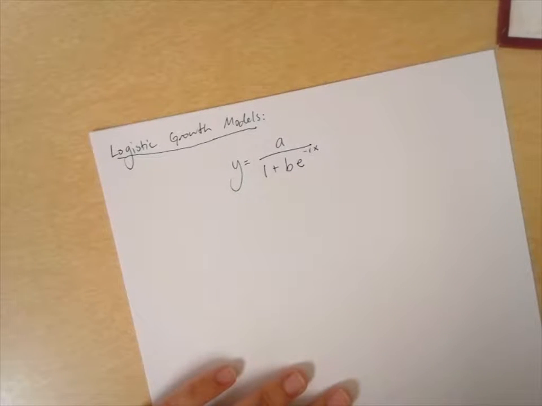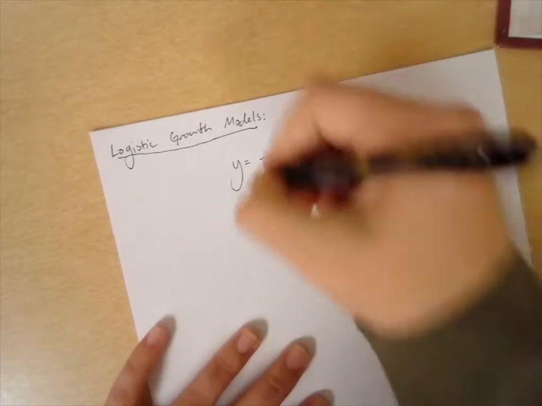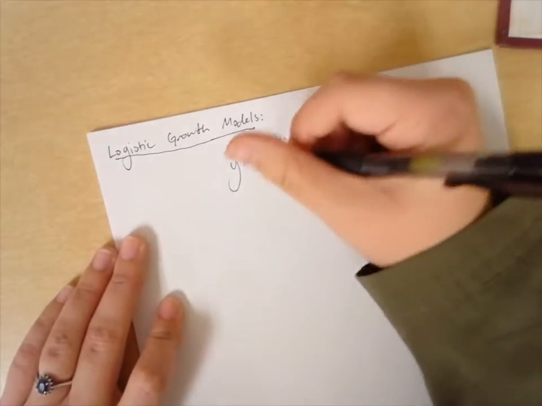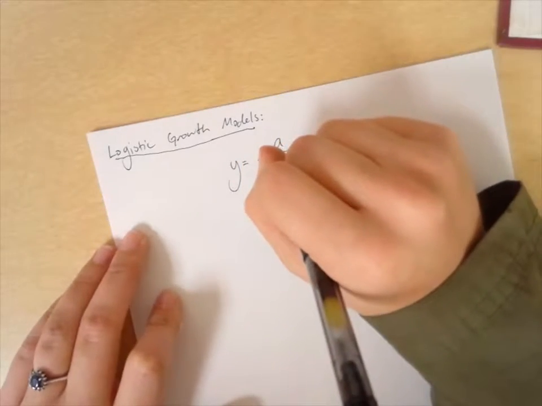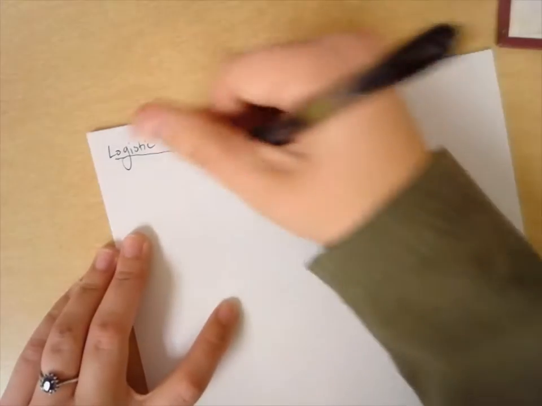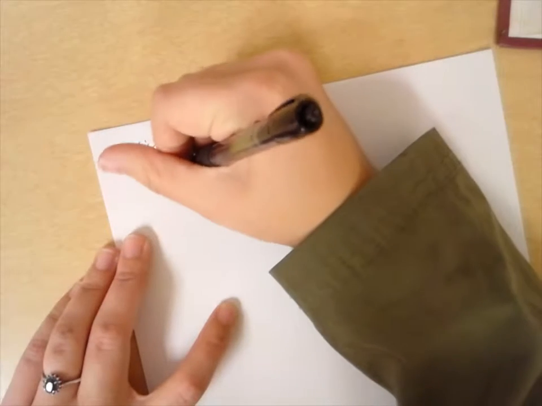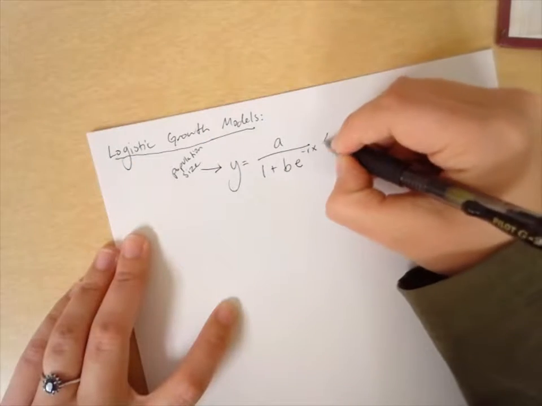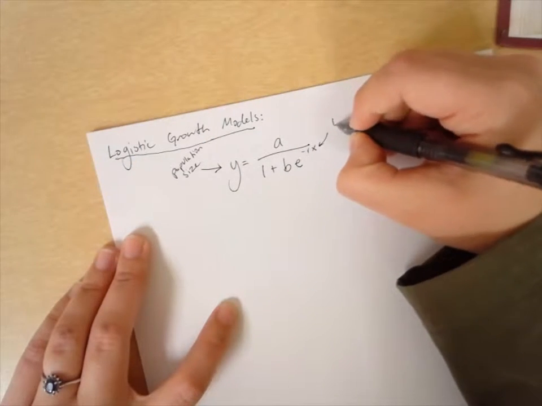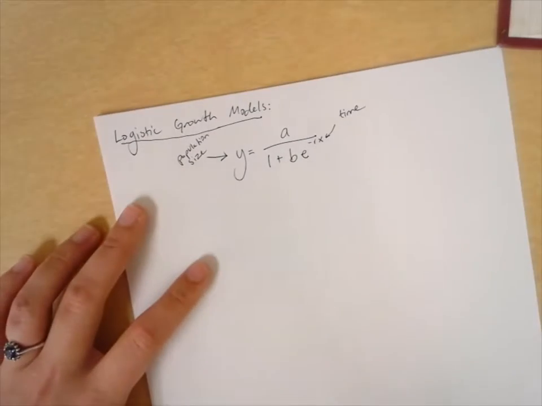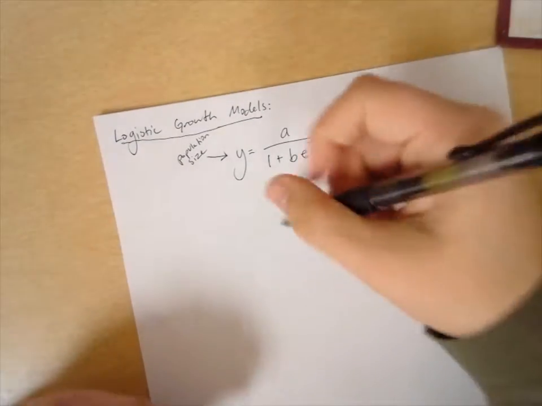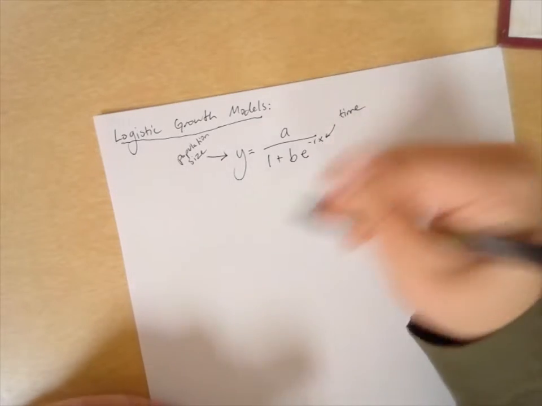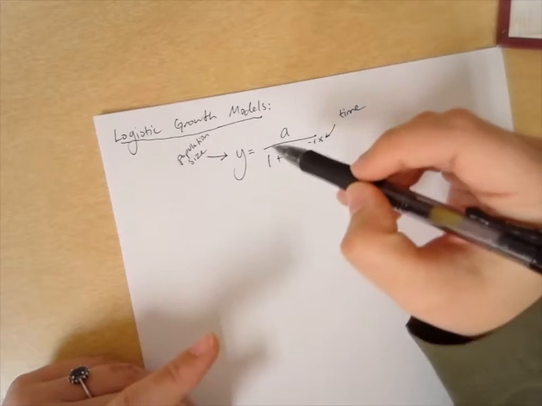And what we're interested in now with these types, oh wait, hang on, let me label this for you. So y would be the population size and x is the time. So I can say this is the population size, and we can say x is the time. Okay. And here's what happens with logistic growth models typically. They're dealing with populations that increase at first and then start to decrease.